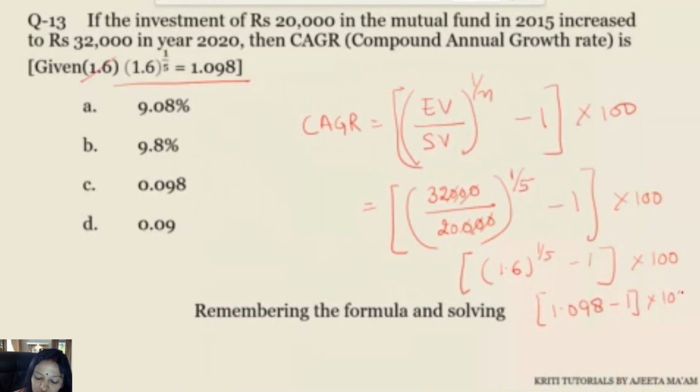So it's a simple question again, based on the formula, and calculations are to be done just by putting in the values. So the correct answer is 9.8%, right? So that is option B. So it's the concept of CAGR. Clear to all?